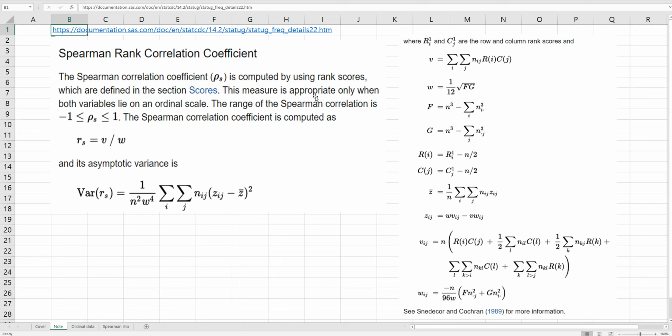This measure is appropriate only when both variables lie on an ordinal scale. The range of Spearman correlation is from -1 to +1. The Spearman correlation coefficient is computed as RS is equal to V divided by W, and its asymptotic variance is like this. There is a more detailed formula explanation to calculate the Spearman correlation. I will cover this part in this video, not the variance part.